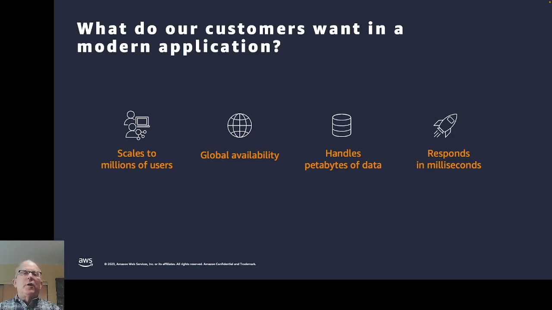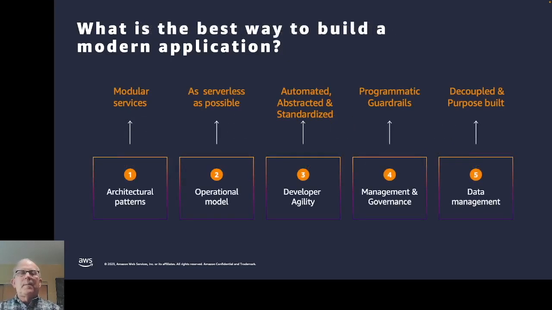The applications that organizations need to build today are vastly different than in the past. They need to scale quickly and to potentially millions of users, have global availability, manage petabytes if not exabytes of data, and respond in milliseconds. These types of applications are what we call modern applications. When customers modernize, they enjoy the fullest benefits of the cloud, maximizing agility while minimizing operational load.